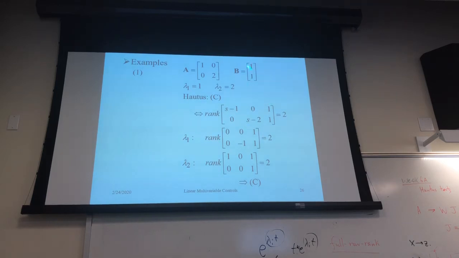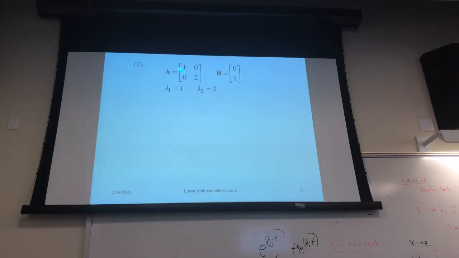Now, let's look at this one. We already know this is 1, 1. So this is easy. So what if I put this one 0? Okay. Put this one 0. We know this is not controllable. This is controllable. Overall, it's not controllable, right? So let's see the Hautus test. What's going to happen?